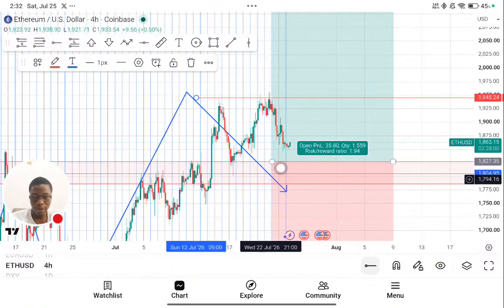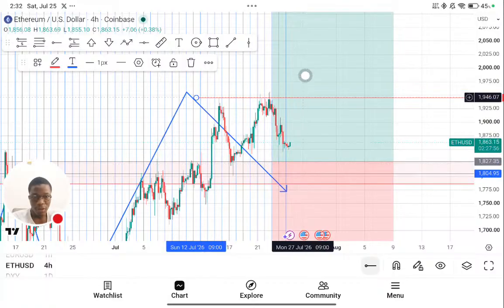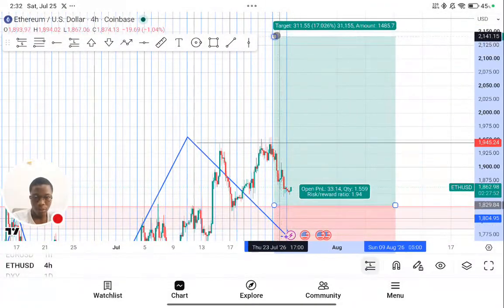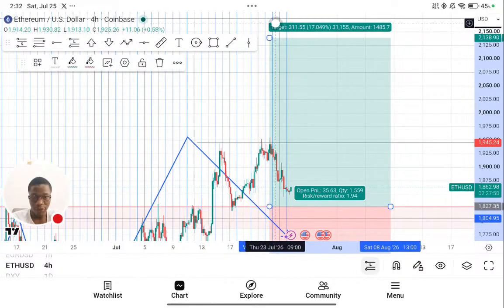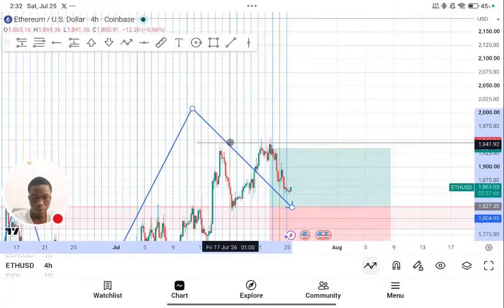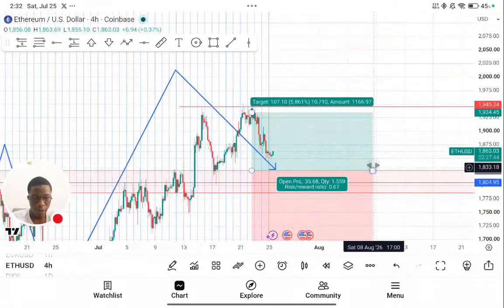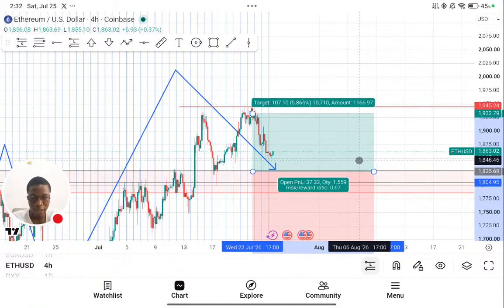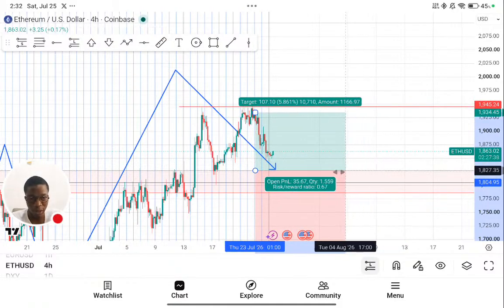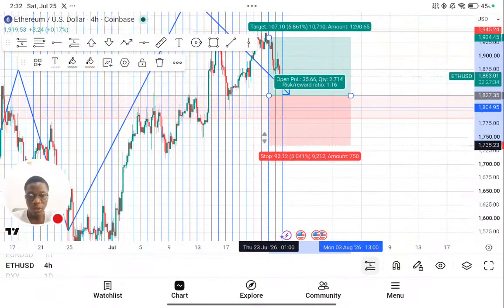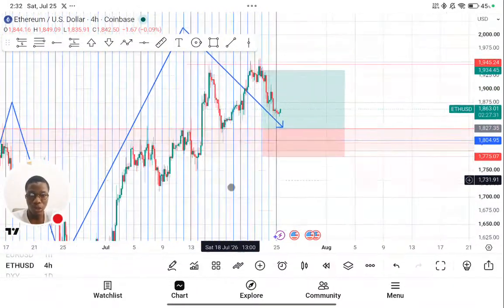So you could buy from here, this level, and buy from this level, and then target here. So that's how we did market structure to know when to buy and to sell. Then you mix it with support and resistance. So I hope with these examples I'm able to give you. Next, what I want you to do is practice.